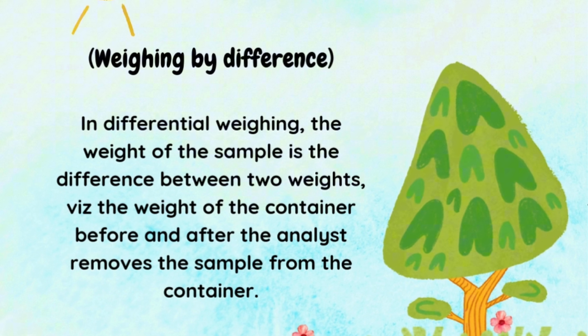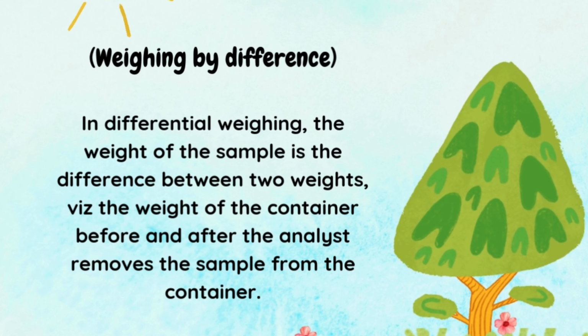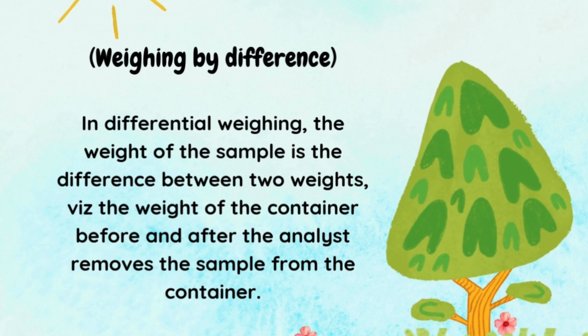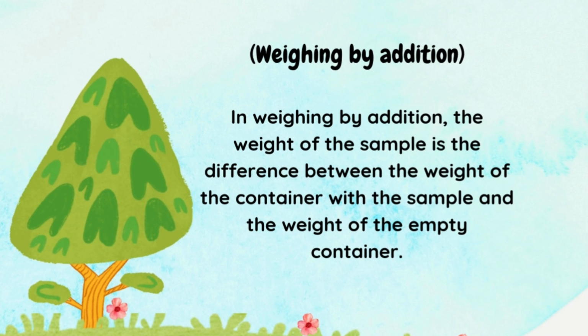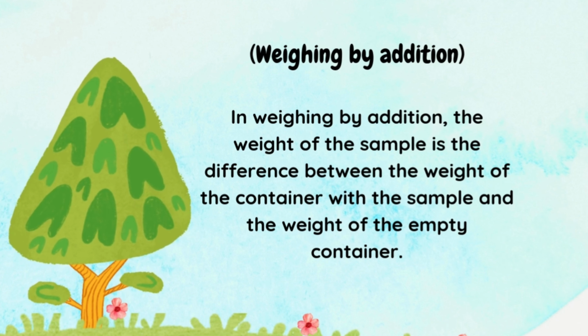Weighing by difference. In differential weighing, the weight of the sample is the difference between two weights. This is the weight of the container before and after the analyst removes the sample from the container. In weighing by addition, the weight of the sample is the difference between the weight of the container with the sample and the weight of the empty container.